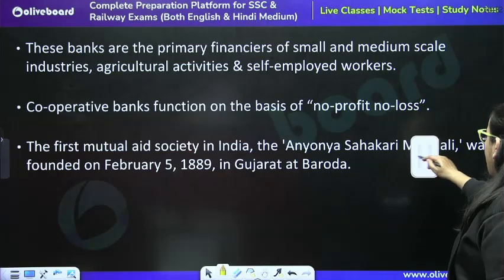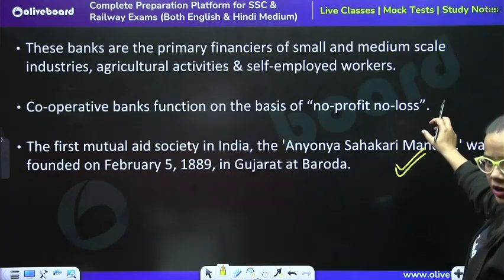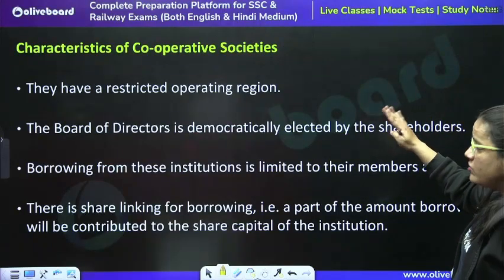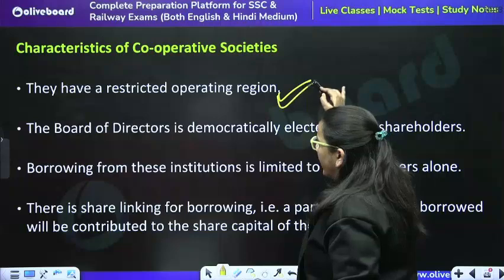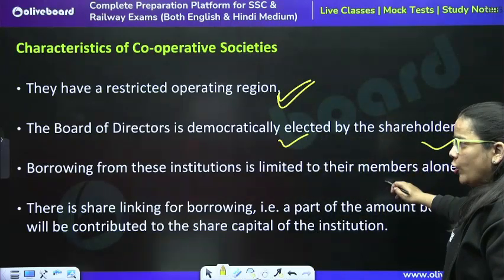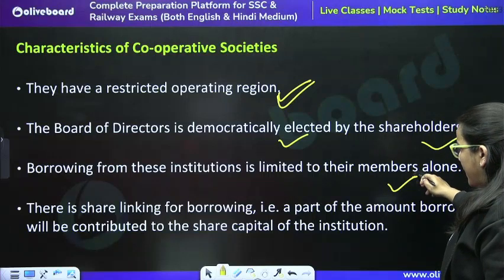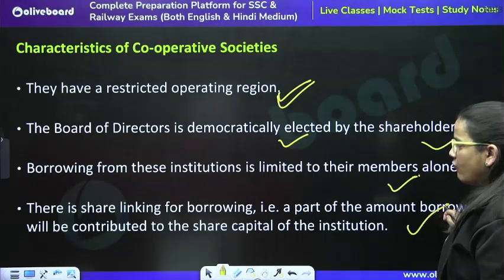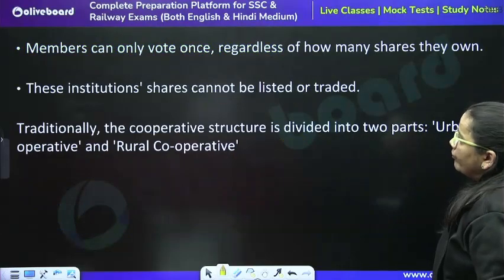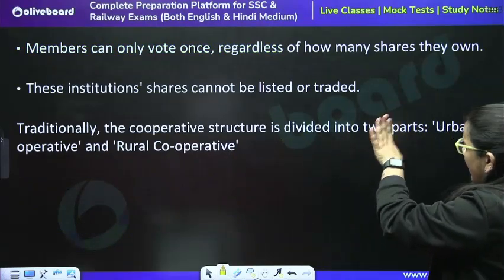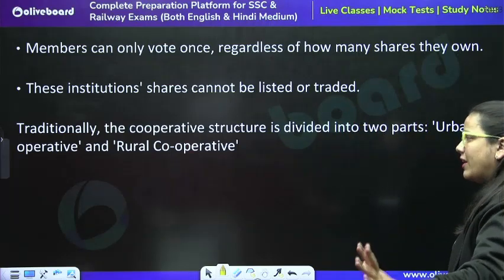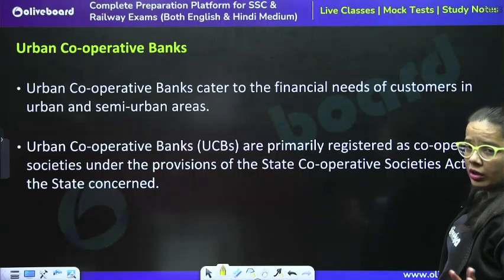Anyonya Sahakari Mandali, I've told you. Actually, I've just written it on a slide, here is a slide on cooperatives. You can check it out. Characteristics, please check here. They have a restricted operating region. The board of directors is democratically elected by the shareholders. Borrowing from these institutions is limited to their members alone. This is share linking for borrowing, that is, a part of the amount borrowed will be contributed to share capital. Members can only vote once, regardless of how many shares they own. These institutions' shares cannot be listed or traded. So these are the characteristics of cooperative banks.